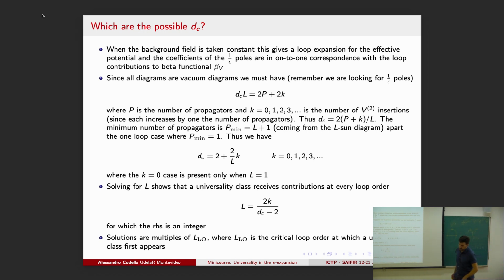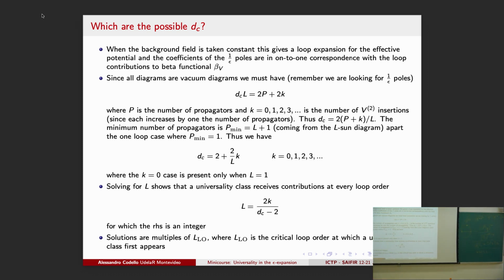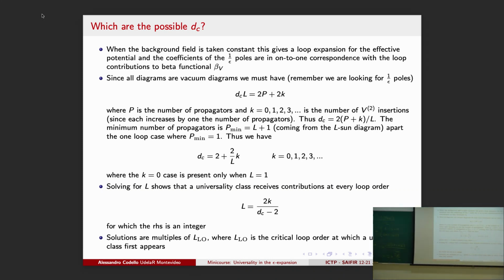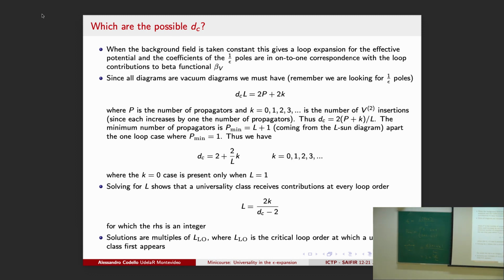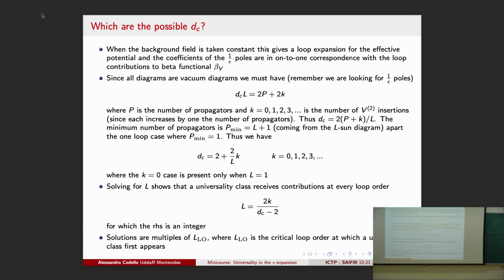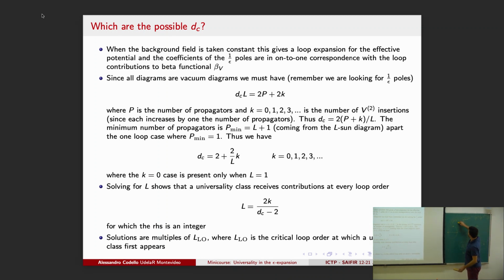Okay, so this is to say that. So let me see. Can you remind the definition of critical dimension? Yes, the critical dimension is a dimension where the diagram has a 1 over epsilon pole. Okay. What is the meaning of K? K is the number of mass insertions.